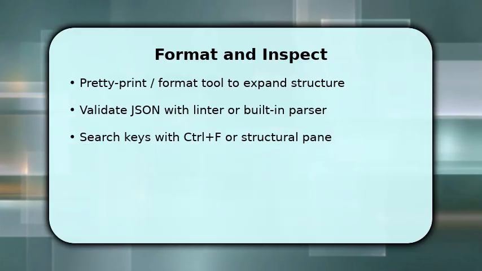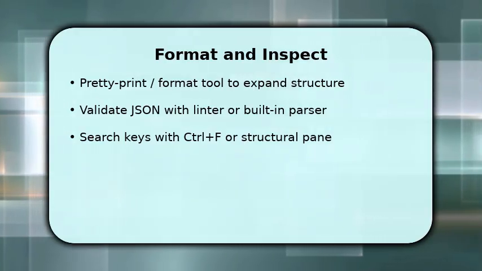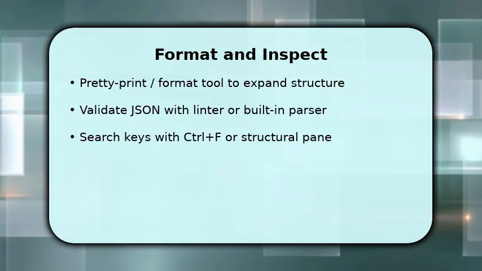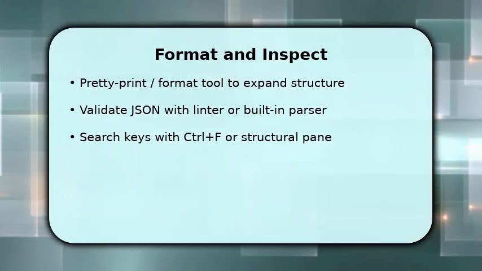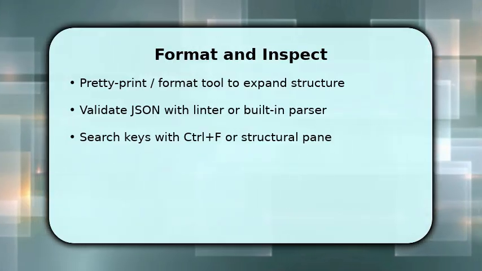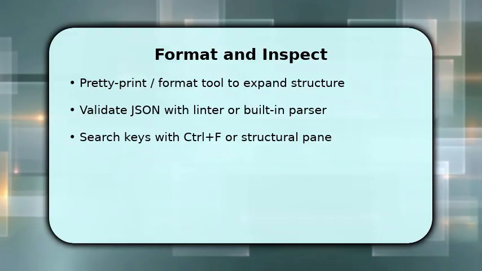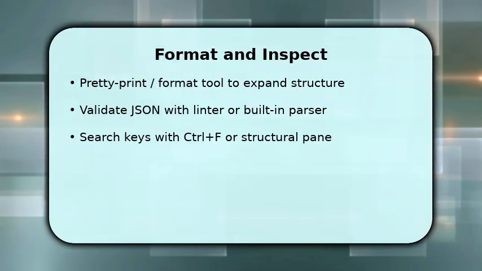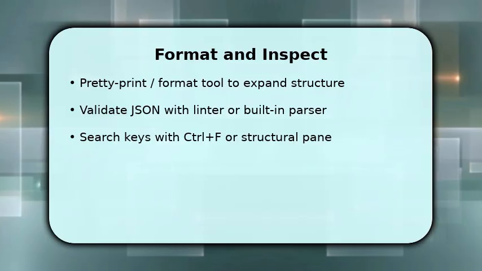Next, run a linter or the editor's JSON parser to flag syntax errors, because viewing broken JSON hides structure. Then, search specific keys or use a structure pane to jump between nodes. Make sure to check large arrays for truncation and inspect. Finish by saving or exporting the view you need.